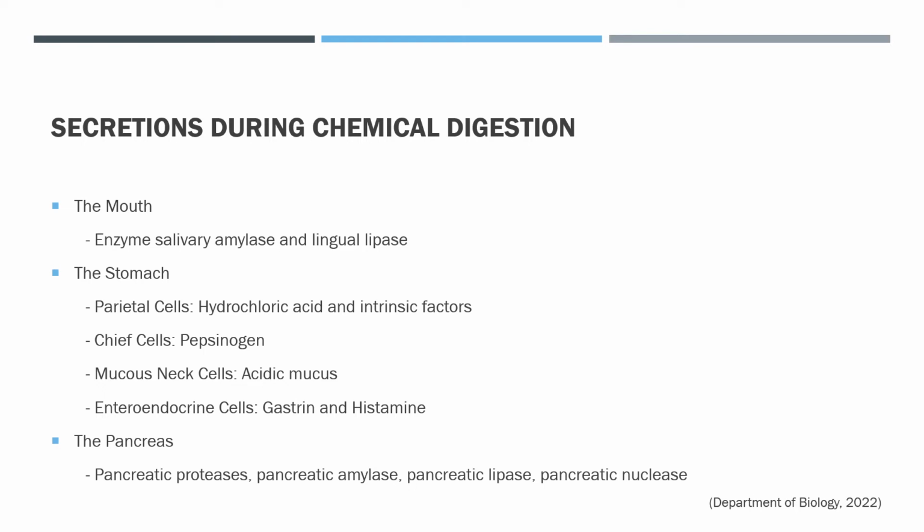In the pancreas, there are several secretions that help with chemical digestion. Pancreatic protease helps digest proteins. Pancreatic amylase digests starches. Pancreatic lipase digests fats. And pancreatic nuclease digests nucleic acids.